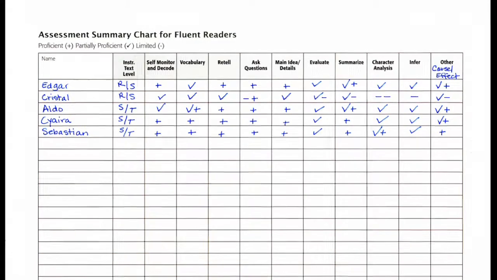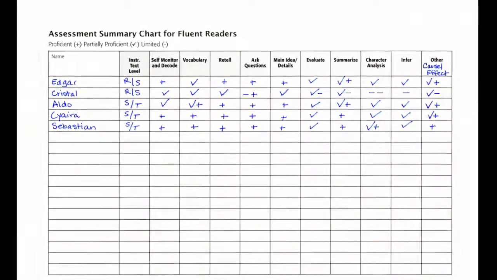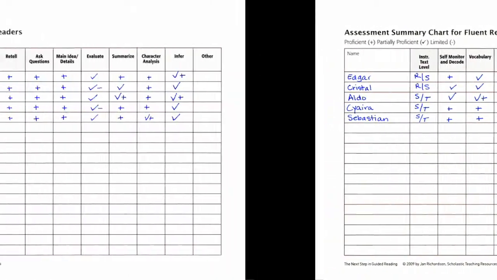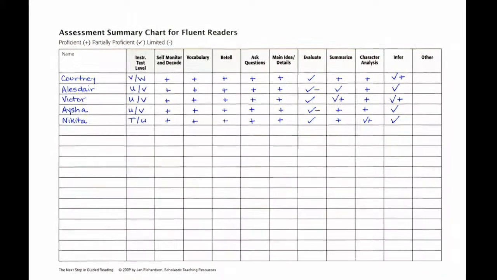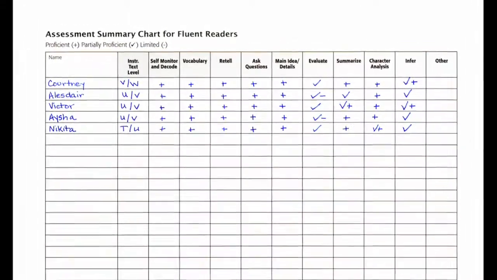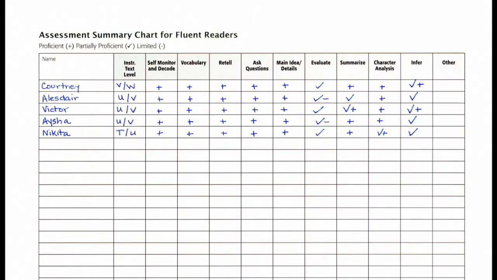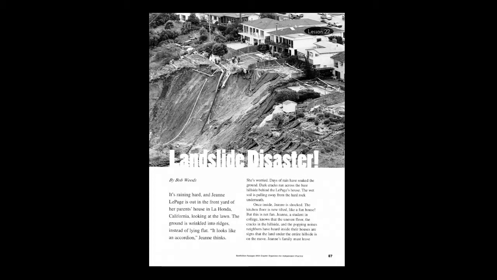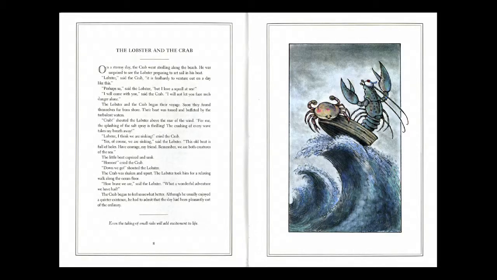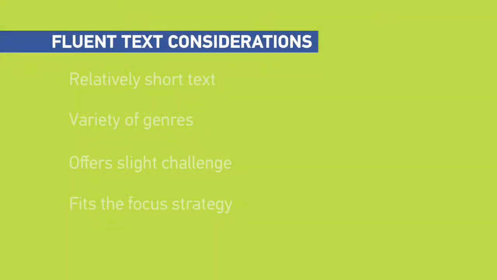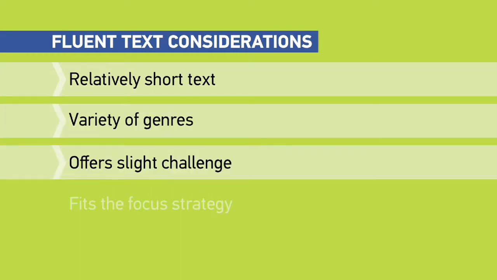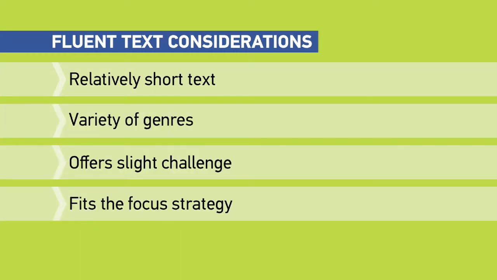You can compile the information on an assessment summary chart to help you form flexible guided reading groups based upon reading levels and needs. Update the chart monthly so you can regroup your students based upon new goals. You'll want to use a variety of genres that challenge students and fit your focus strategy. When choosing a book for Fluent readers, look for a relatively short text in any genre that offers a slight challenge and fits your focus strategy.